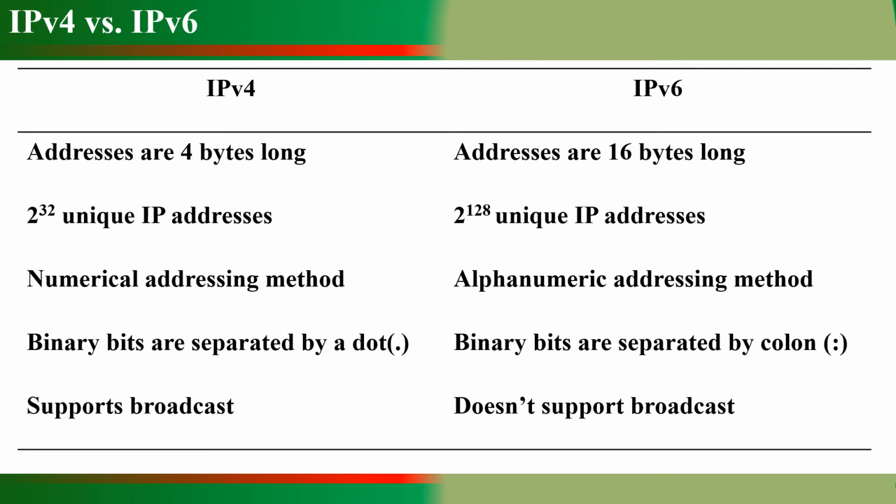IP version 4 uses a numerical addressing method, while IP version 6 uses an alphanumeric addressing method. Binary bits are separated by dots in IP version 4, while in IP version 6 they are separated by colons. IP version 4 supports broadcast, meaning we can send a message to all people at the same time, but IP version 6 supports only unicast and multicast; it does not support broadcast.